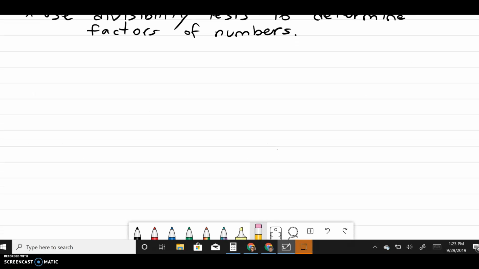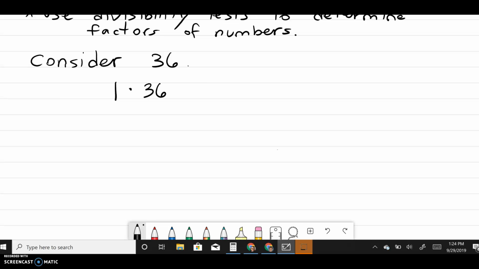So let's look at some numbers as an example. Let's consider 36. Okay, so factors of 36. I want numbers that multiply together to give me 36. That's what it's asking. So what numbers multiply together to give you 36? So we said a number always can be multiplied itself by 1. So 1 times 36 is a factor. So those are both factors of 36. I can use 1 times 36 to get 36.